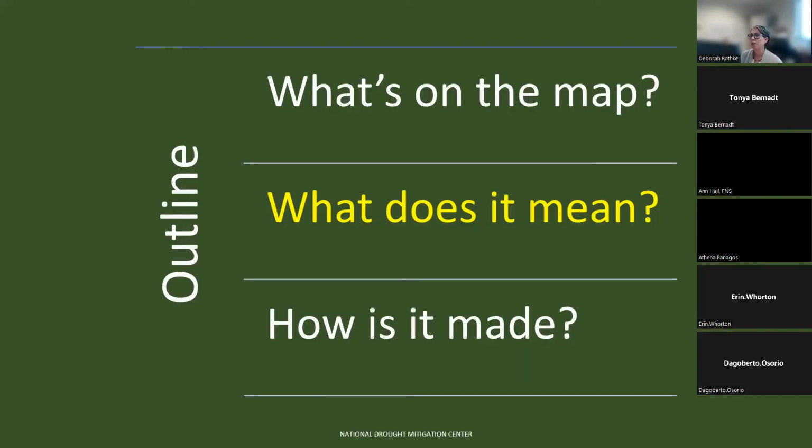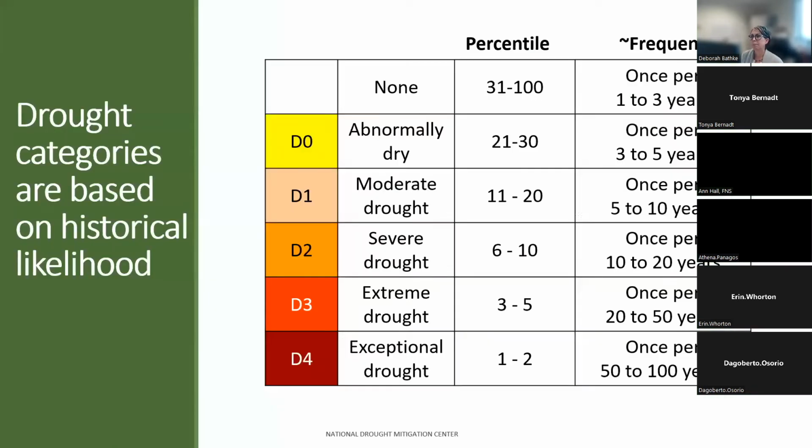So now let's move on to what all of that means and how we determine the different colors on the map. So drought categories, how do we assign the drought categories? We start by looking at all of these different types of data. So data at different time scales, data at different points of the water cycle, and all of the data is put into percentiles.